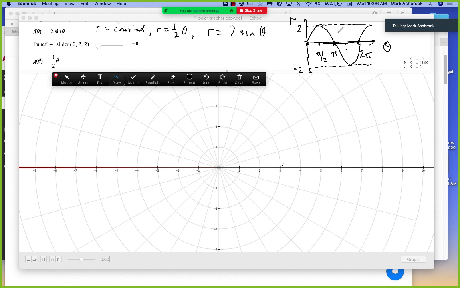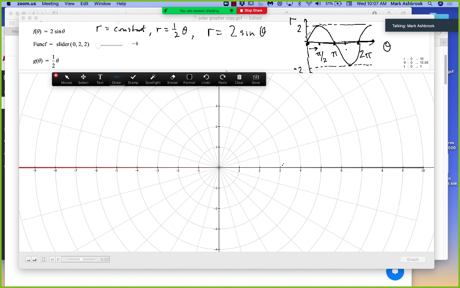Okay, so now we're going to use this graph to sketch in polar coordinates. So what do we got? We got r increasing. As theta increases from 0 to pi over 2, what does r do, looking at the graph? From 0 to 2. Okay?